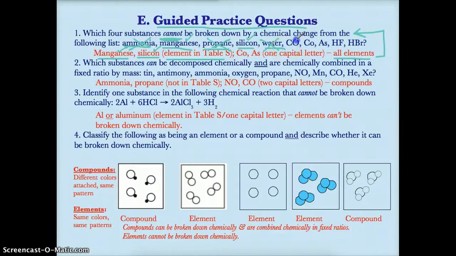Capital C, capital O, definitely not, because that's 2 capital letters. It's not an element. Co, however, is an element because it only has 1 capital letter, and that capital letter is capital C. So Co is the first element we find. As is also an element because it only has 1 capital letter in its formula, which is the capital A. So that works too. HF, nope, has 2 capital letters. HBr, nope, has 2 capital letters. So the only 2 chemical formulas that are elements are Co and As because they each only have 1 capital letter, which means they're elements.